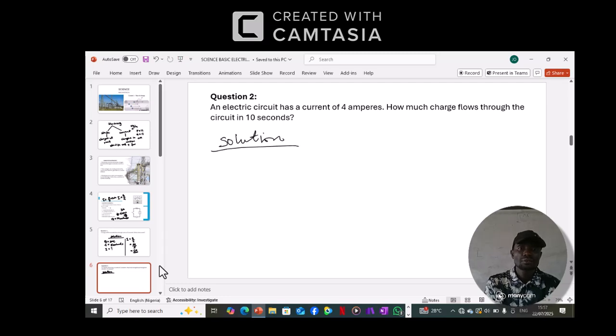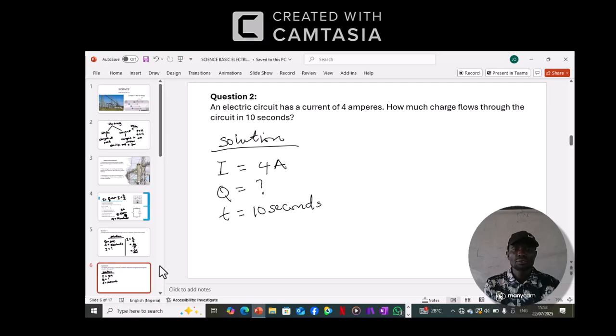Now the parameters in the question: we are given the current. The value of current is given. I equals 4 amperes. How much charge? So we are looking for Q. Let's put a question mark there. How much charge flows through the circuit in 10 seconds? That 10 seconds is time.